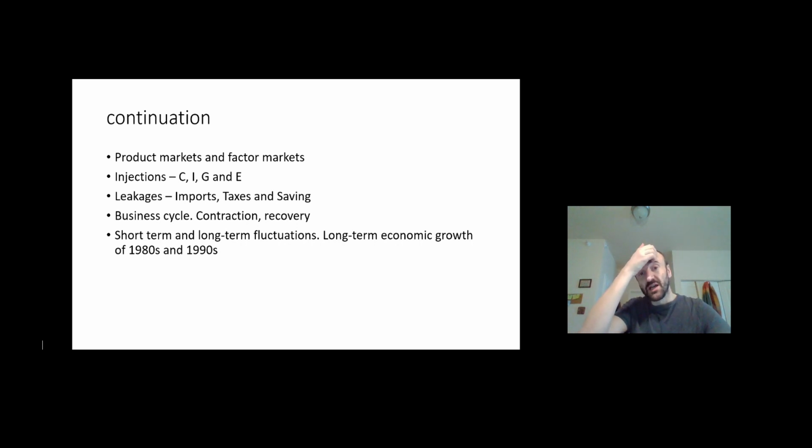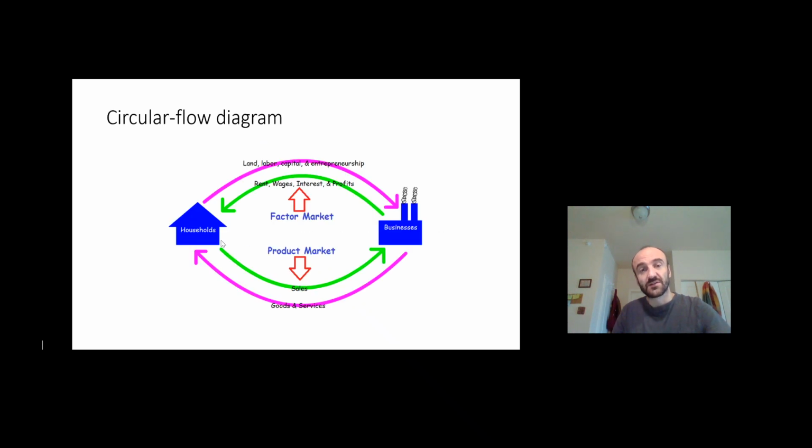Okay, what about leakages? Leakages are imports, taxes, and saving. So imports, why imports? Because in that particular case, domestic households will be buying, instead of buying from domestic businesses, they will be buying from somebody else. Imagine here that you have foreign businesses, so part of the money that would have gone otherwise to domestic firms would be going to foreign firms. So the quantity of money in the system declines and the strength of the flow declines, and then profits, interest, wages, and rents will be lower because the incoming amount of money here will be lower.